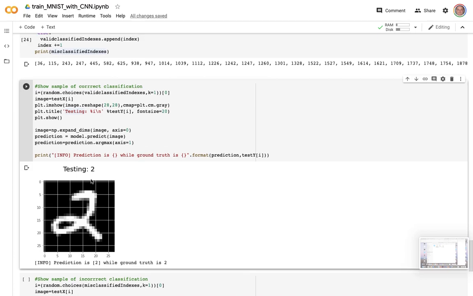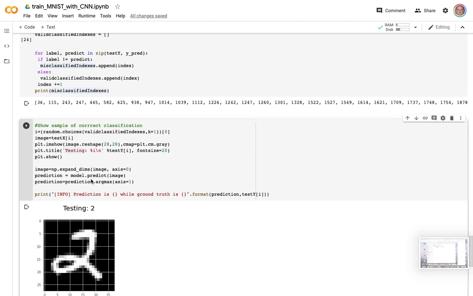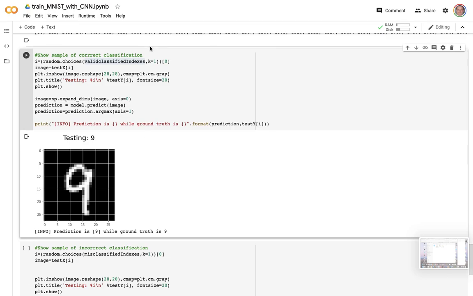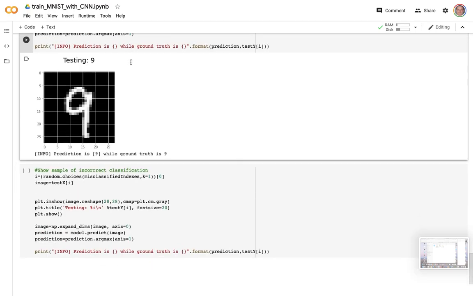What we are doing here is that we know the valid classification. We know which ones were classified correctly. This is the one we are feeding randomly. So each time you run, I guess you'll get a different sample, but always the sample will be correct because we know from the valid classification indexes.